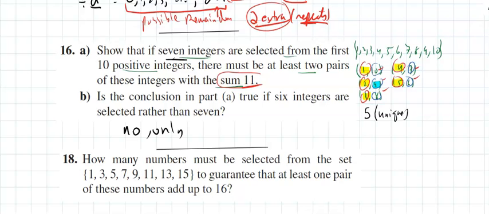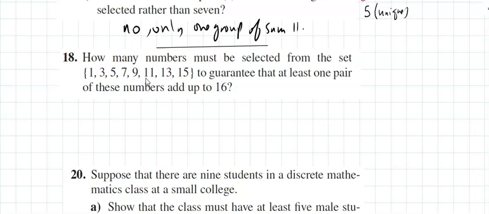Only one group is guaranteed to have a sum of 11. Now you could have more if this doesn't happen. We're going to assume the worst case scenario every time because we want a guarantee of these things happening.